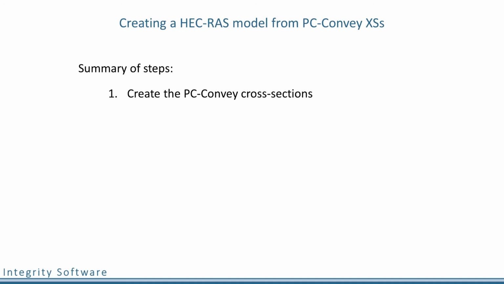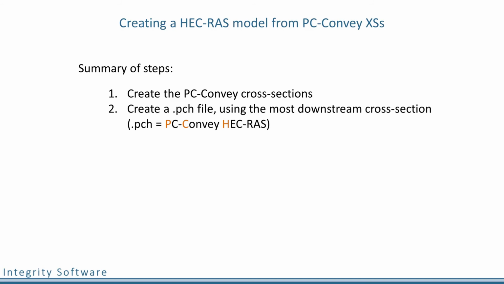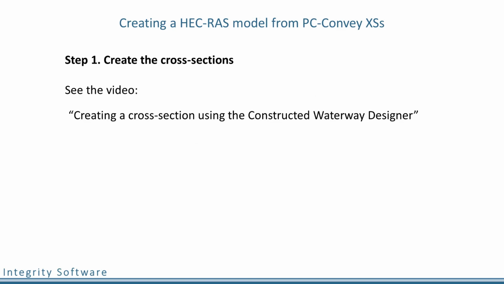The 3 steps required to create the model are: 1. Create the PC-Convey cross-sections, 2. Create a PCH file using the most downstream cross-section, and then 3. Append the remaining cross-section files. To create the cross-sections, please take a look at the video titled Creating a Cross-Section Using the Constructed Waterway Designer.